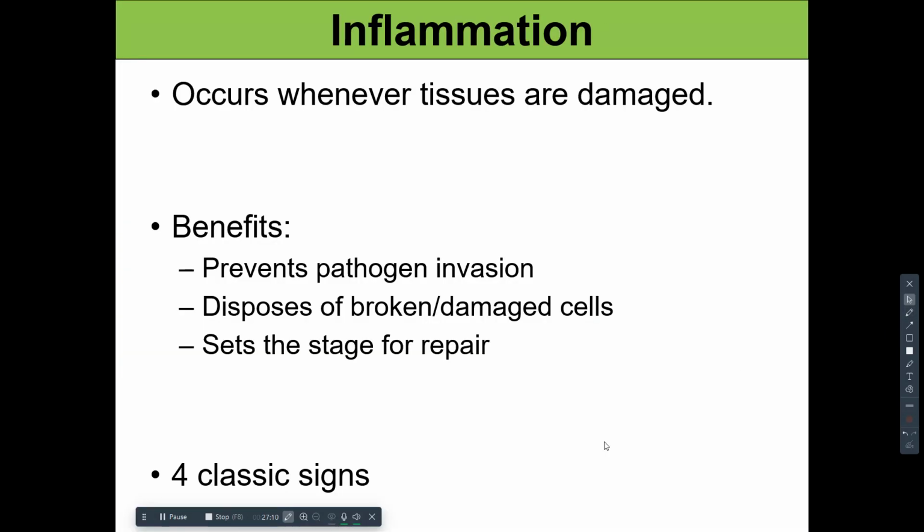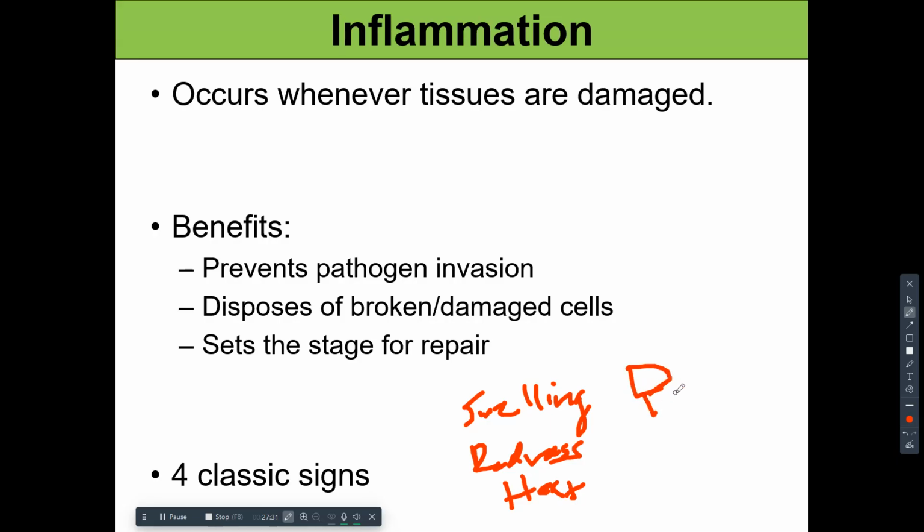Those 4 basic signs are swelling and redness and heat and pain. And pain often corresponds with loss of function. So these are my 4 basic signs, and we'll come back to these in a moment.